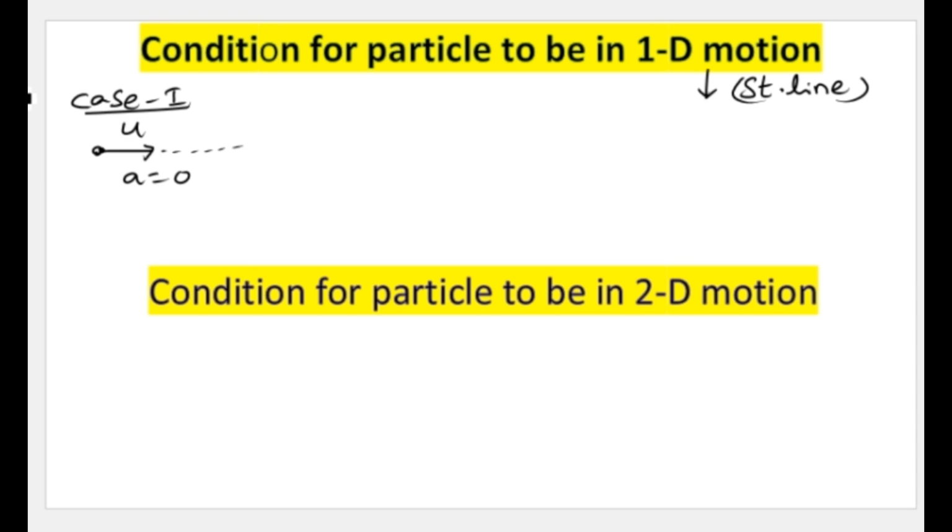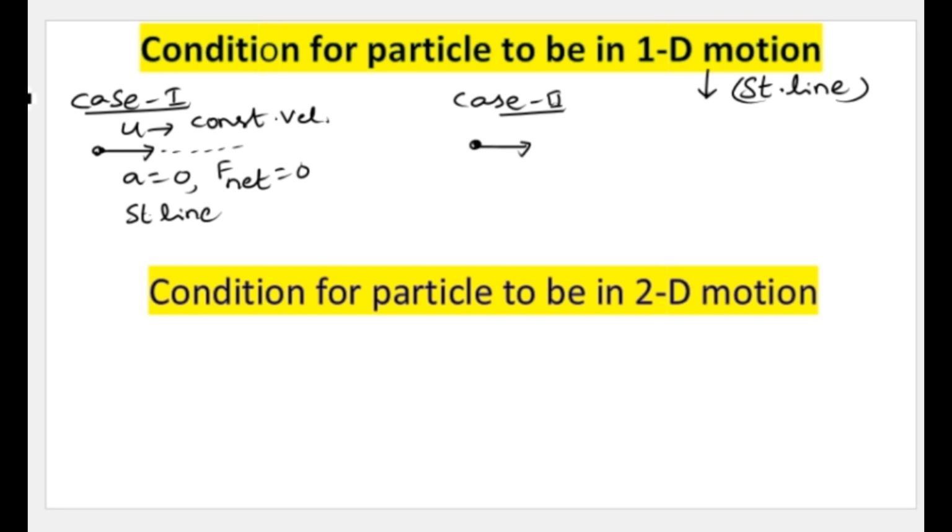Then what is the path of the particle? The path of the particle is a straight line. Why? Because acceleration 0 means net force is equal to 0. If net force is equal to 0, the body moves with constant velocity. Next, in case 2, if initial velocity and acceleration are both in the same direction, what is the angle between them? Angle between them is 0 degrees.